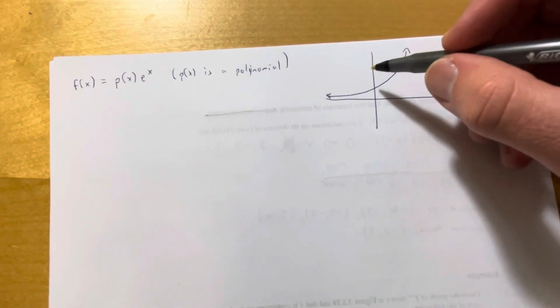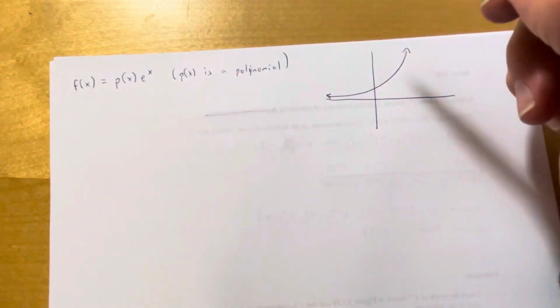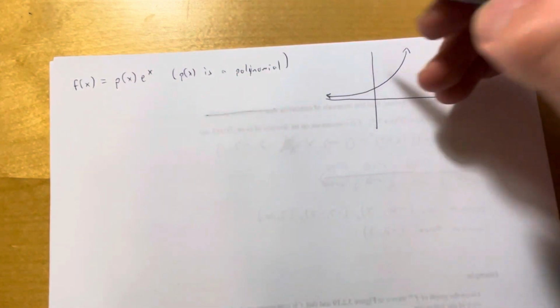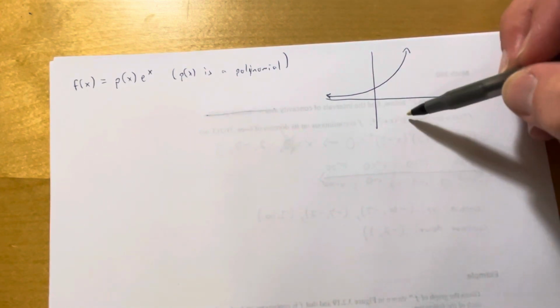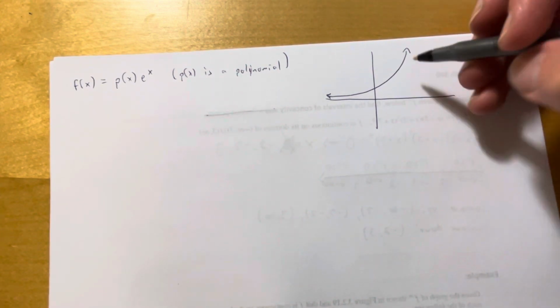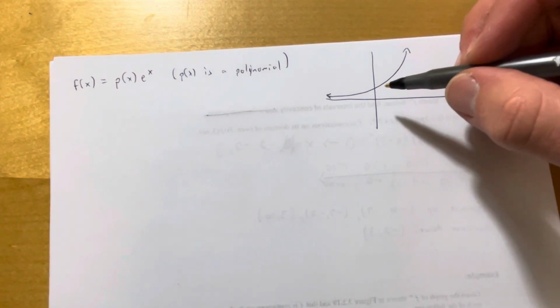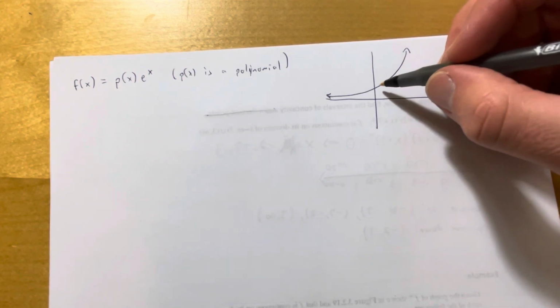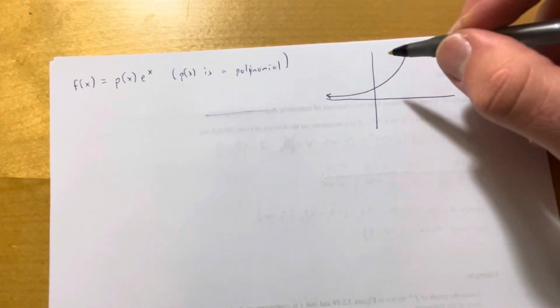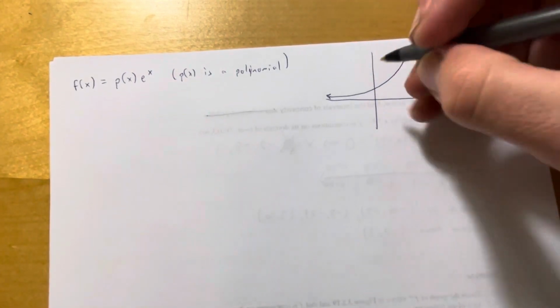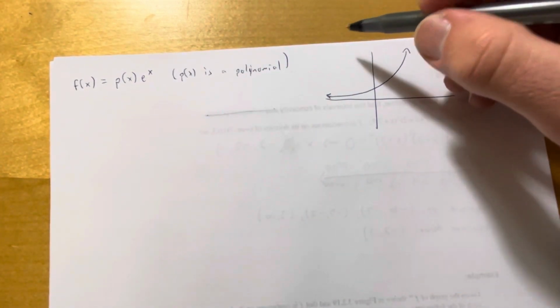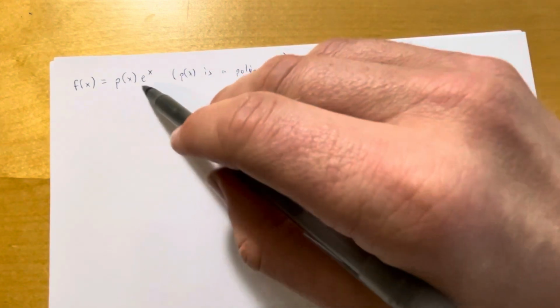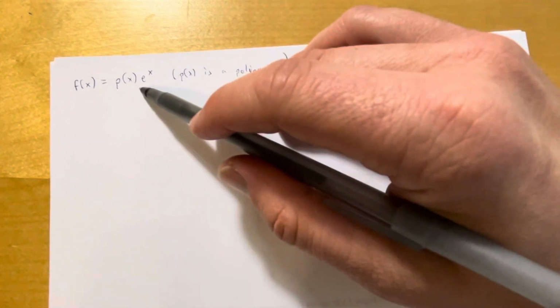Now, if I take my e to the x function and I multiply it by a polynomial, polynomials can do different things. They can go towards infinity or negative infinity in their end behavior. Specifically, though, they don't have horizontal asymptotes. So what can I say about a horizontal asymptote when my function looks like this?